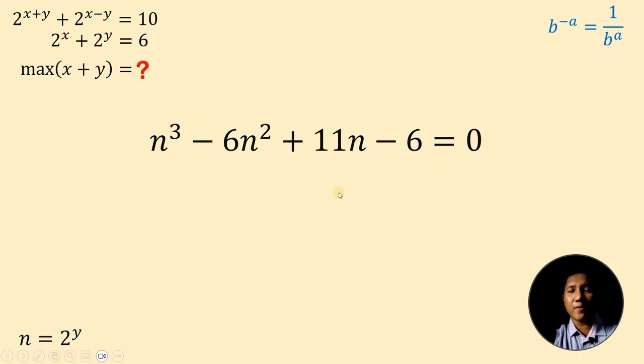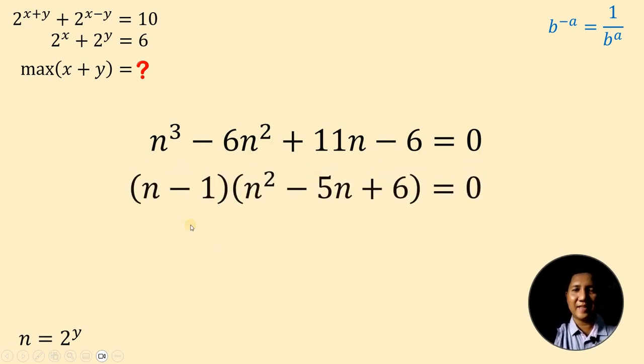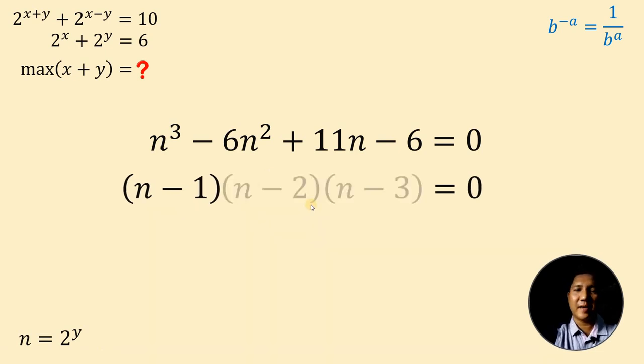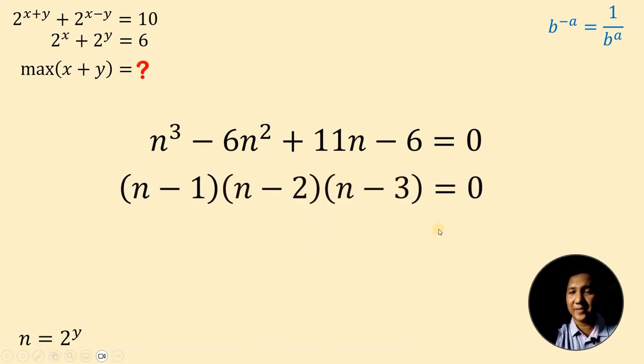So, when we add all the coefficients of a polynomial and it is equal to 0, then technically, n minus 1 is a factor of this polynomial. So if we factor this, we get n minus 1 multiplied by n squared minus 5n plus 6. Now, n squared minus 5n plus 6 is definitely factorable. This can be factored also as n minus 2 multiplied by n minus 3. Now, the factoring process is an exercise for you.